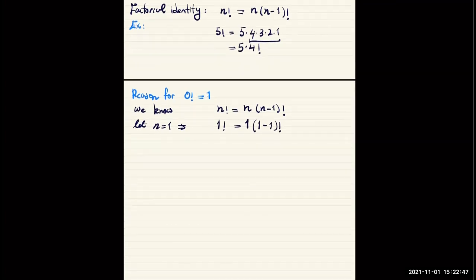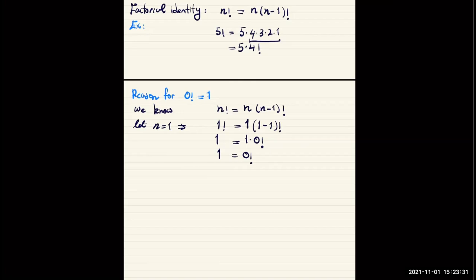Okay, and obviously 1 minus 1 is 0. And on the left, we have just 1. So 1 is equal to 1 times 0 factorial. Okay, and this is what we are interested in, 0 factorial. This is the unknown. Unknown times 1, anything times 1 is itself. So you get 1 equal to 0 factorial. Okay, 1 times x, imagine this is x, 1 times x is just x, so x is equal to 1, where x is being 0 factorial.